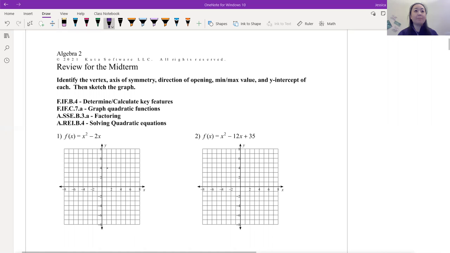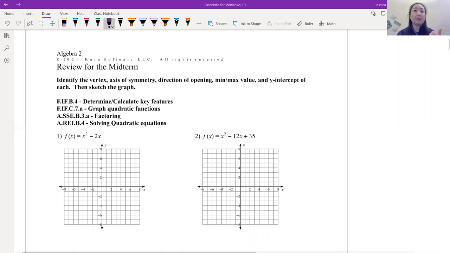There are different parts of these that I'm going to be looking for based off of these standards. So FIFB4, if you look in your student view and you see that one's pretty low, then I would take a look at this. This is, determine and calculate key features. That's not exactly what it says, but that's the short version of it. So this is what I'm looking for.